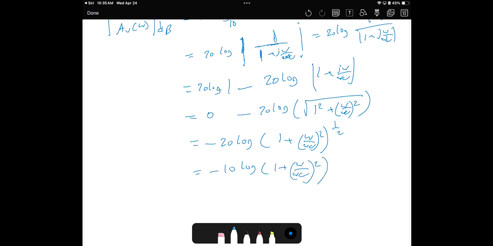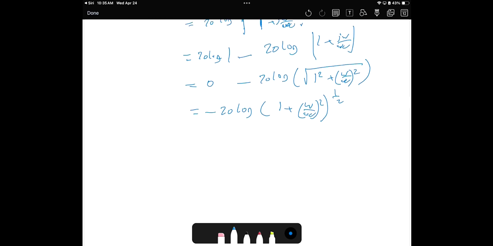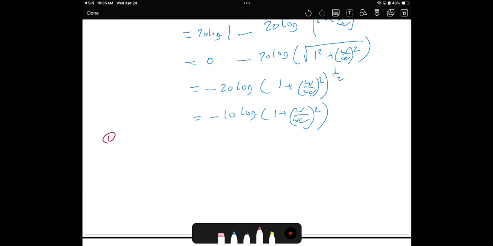So now let's stop here and try to figure out how we can evaluate this. We have several cases. Case number 1: when omega is way lower than omega c, which means omega c is very large. So it will be any number over a large number, and any number over infinity will make it 0. As a result, omega over omega c is almost equal to 0. This yields negative 10 log of 1 plus 0, which is negative 10 log of 1, which will make it 0. So in this situation, it will be 0.